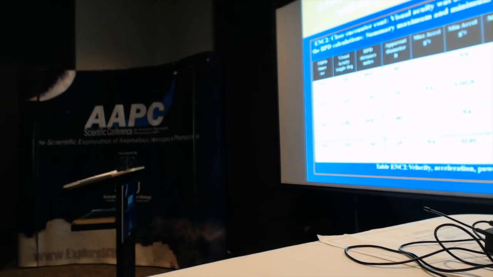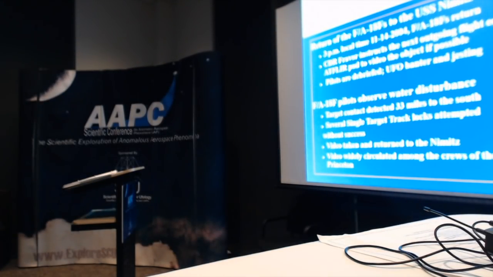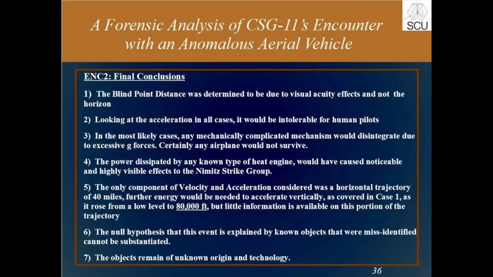So here are the conclusions. Blind point distance is determined to be due to visual acuity and not due to the horizon. Looking at acceleration, in all cases it would be intolerable for a human pilot. How could this be an ordinary object? No human could survive this. Even in the best case, it's beyond human capability. In the most likely cases, any mechanically complicated device would disintegrate.